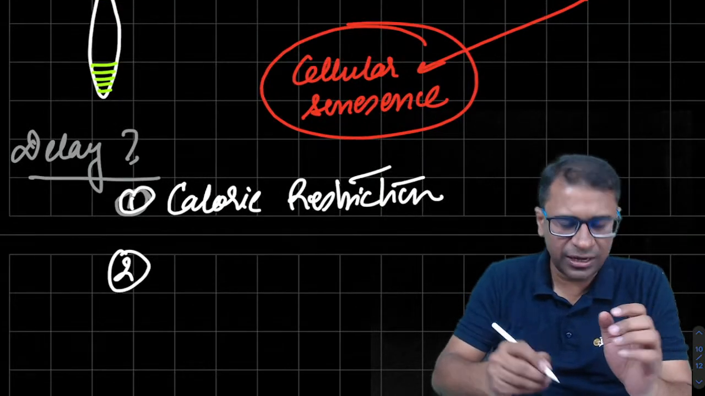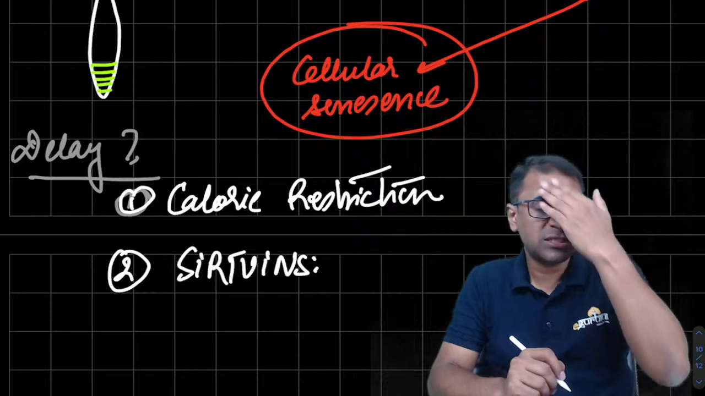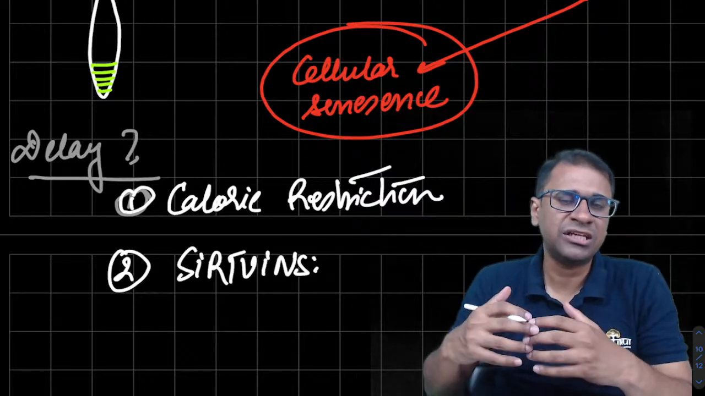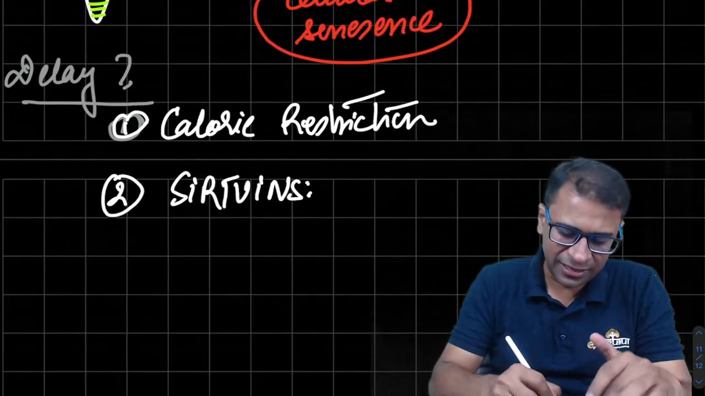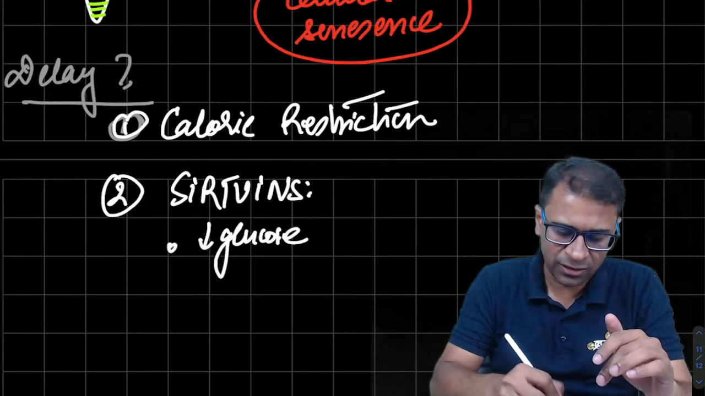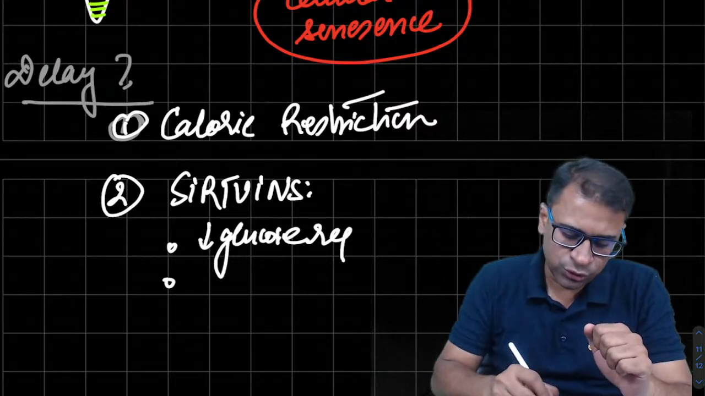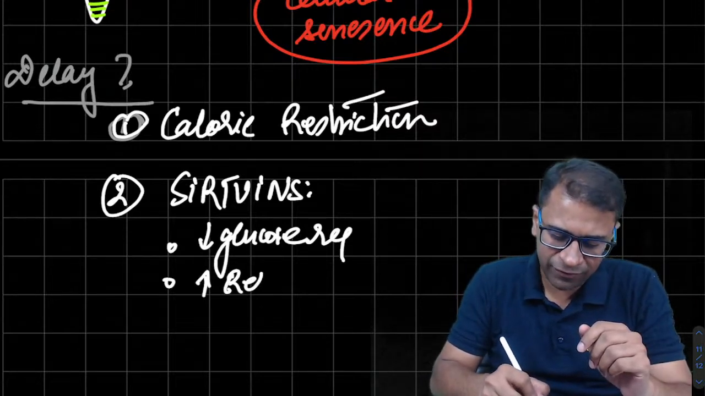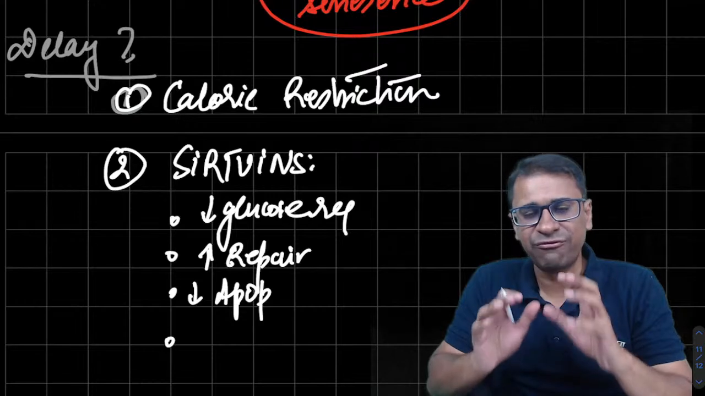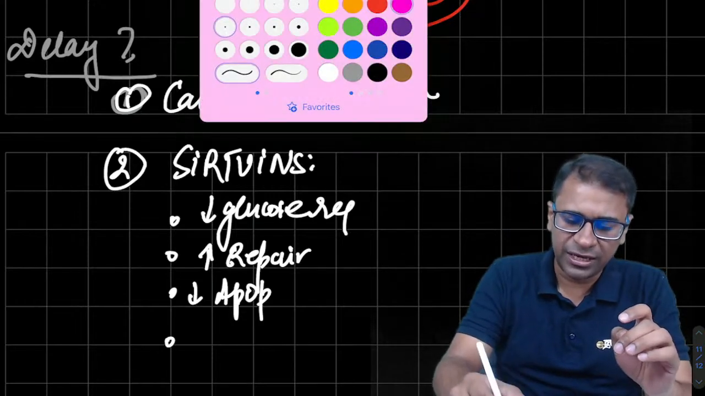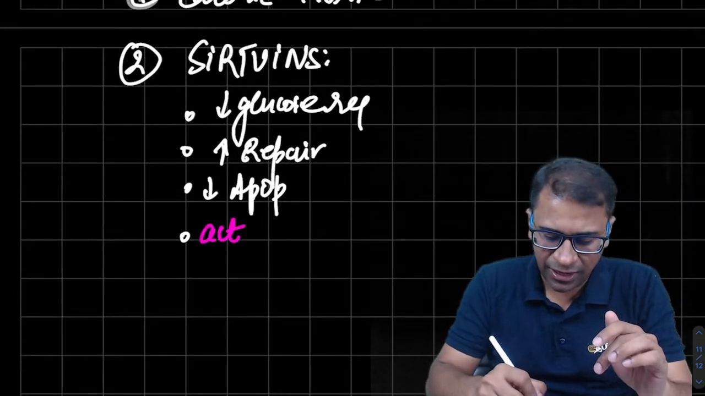The second way is to activate a protein called sirtuin. Now what is sirtuin? Sirtuin is a protein in a cell, coded by a gene called SIRT6. The unique activity of sirtuin is that it will decrease the glucose requirement. A second action is increasing the repair of a cell, and because of more repair, apoptosis decreases. And the fourth and very important action of sirtuin is that it activates an enzyme called telomerase.